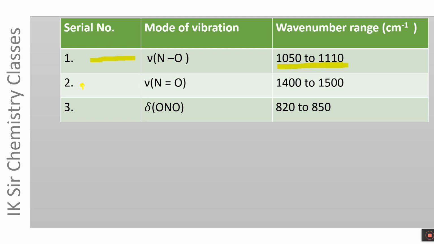The second absorption band is obtained due to stretching of the N double bond O at a higher wave number range, 1400 to 1500 cm^-1, while the third absorption band is obtained due to the bending mode of vibration of the NO2 group in almost the same wave number region as in nitro complexes, 820 to 850 cm^-1.